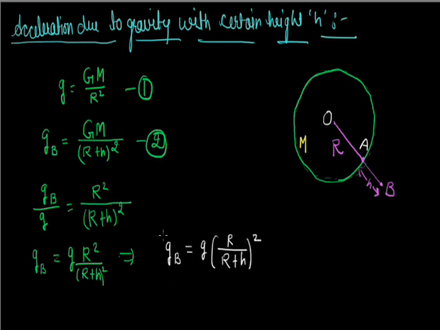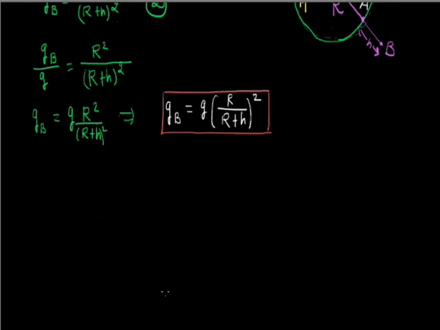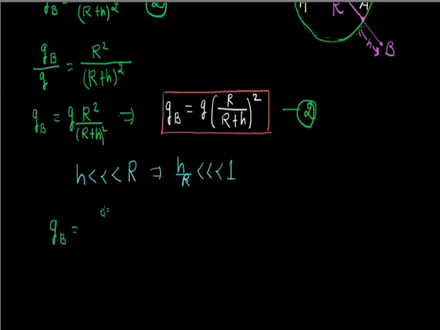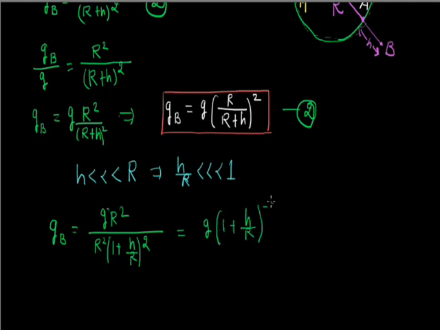So it is the formula for acceleration due to gravity at a certain height h, and we can get the simplest form of this formula by considering some approximation. And let us consider that the height is very less in comparison to the radius of the earth. So it means we can consider that h by r is very less than 1, right? So by equation 2, we can write g_B equals g r square upon r square (1 plus h upon r) whole square. And now it can be written simply as g (1 plus h upon r) whole power minus 2.